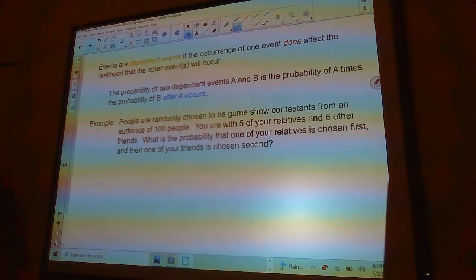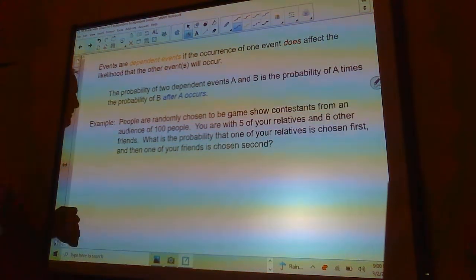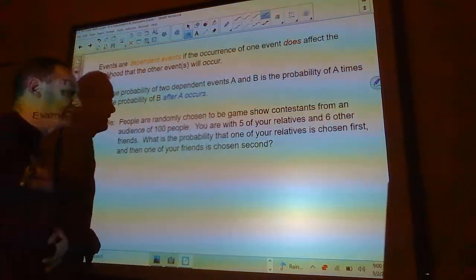Now, dependent events. They're dependent if the occurrence of one event does affect the likelihood of the other event occurring. So the probability of 2 dependent events, A and B, is the probability of A times the probability of B after A occurs. People are randomly chosen to be game show contestants from an audience of 100 people. You are with 5 of your relatives and 6 friends. What is the probability that one of your relatives is chosen first and then one of your friends is chosen second?